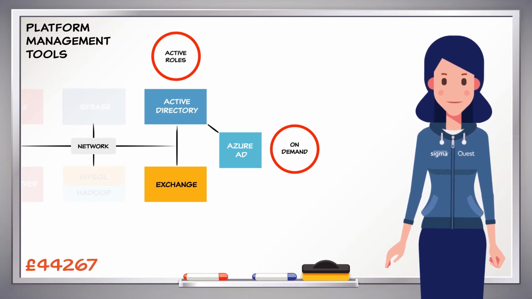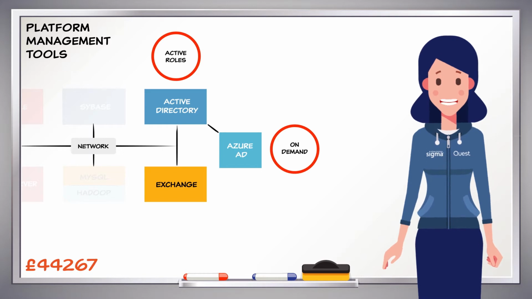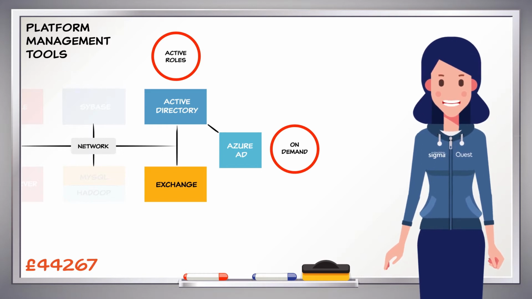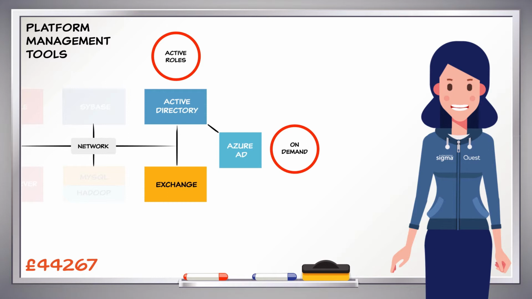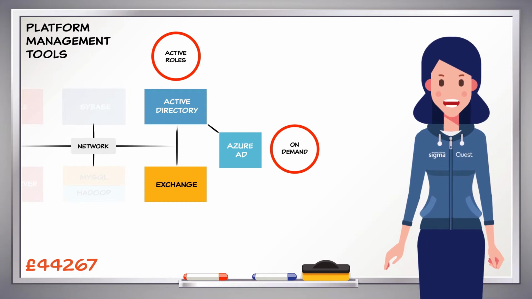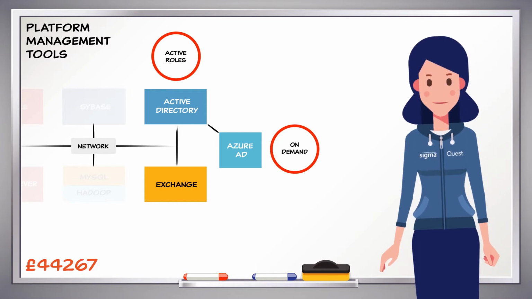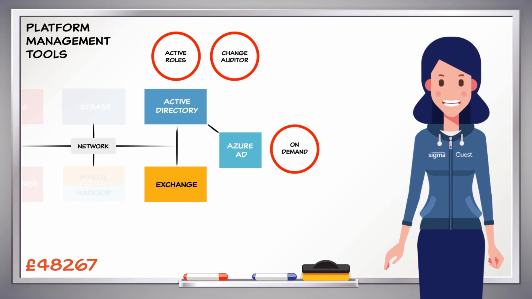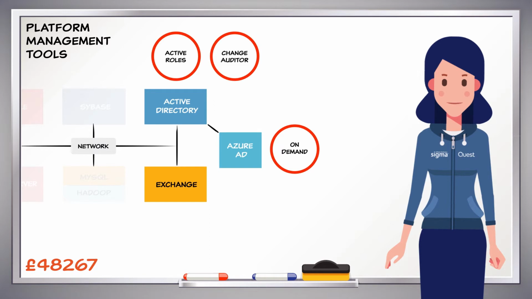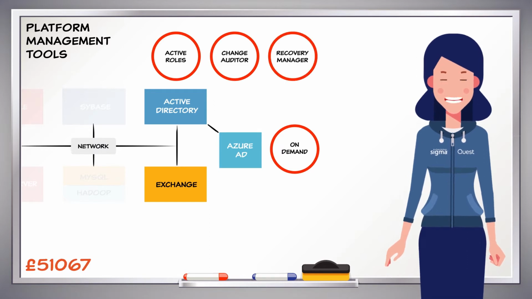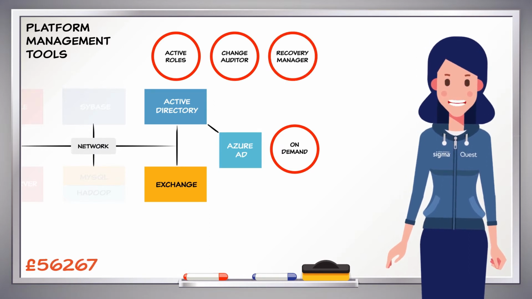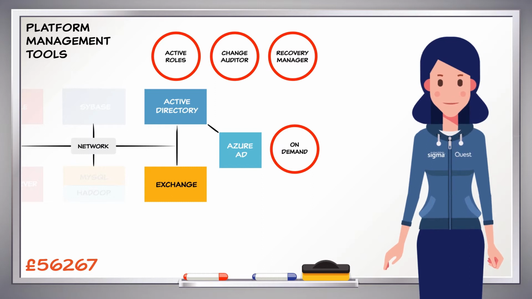Then there's auditing, the age-old who, what, why, when, where. Who's made the change? What device did they make the change from? Why have they made the change? When did they make the change? Recommend Change Auditor. And if something has happened in your Active Directory and you want to recover it, use Recovery Manager to go back to a certain place in time and start again.